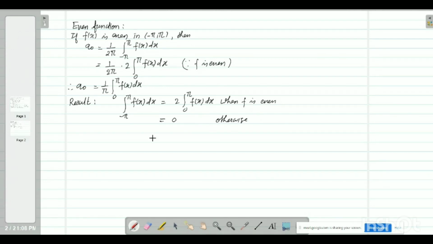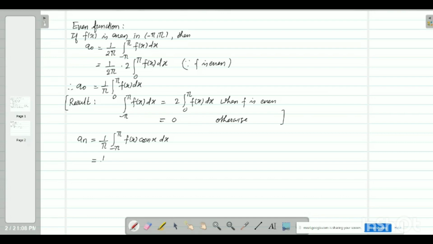Okay, so this is the formula for a naught, or a n is what I am listing in brackets. And what is the a n? Formula for a n: your a n is 1 upon pi integration of limit minus pi to pi f of x cos nx dx. Again the function is what, even function.